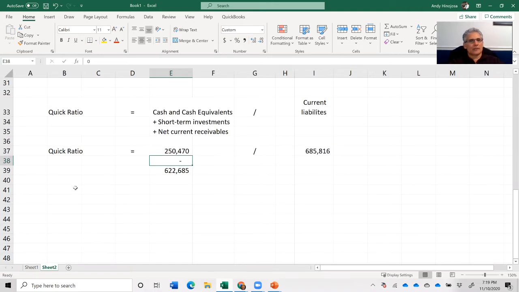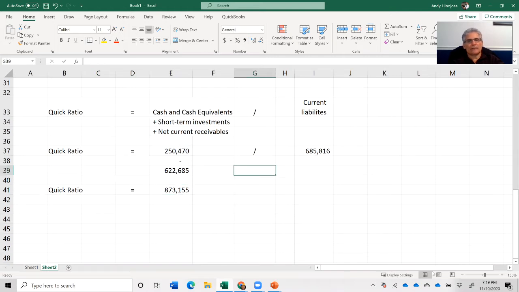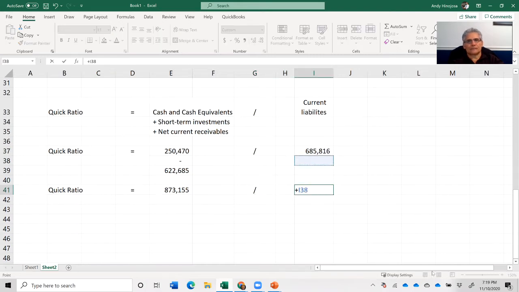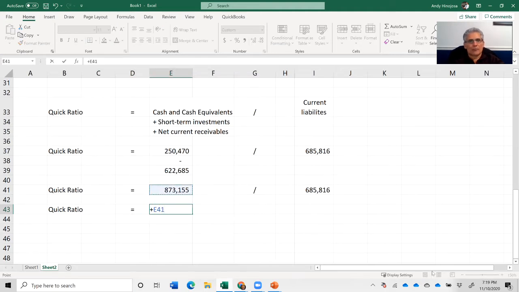So let's scroll down here, go down to the next step. Now we can sum up this plus that, and that gives us 873,155 divided by 685,816. So the quick ratio in this example is going to be 873,155 divided by 685,816. To the nearest hundredth, we're at 1.27.